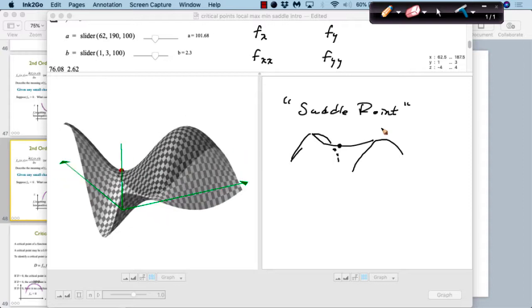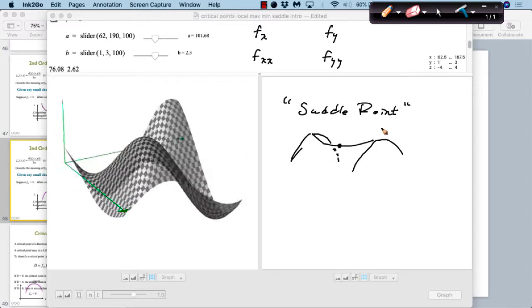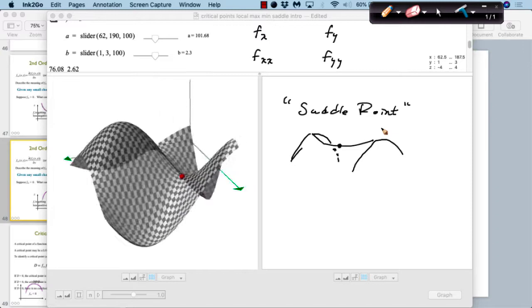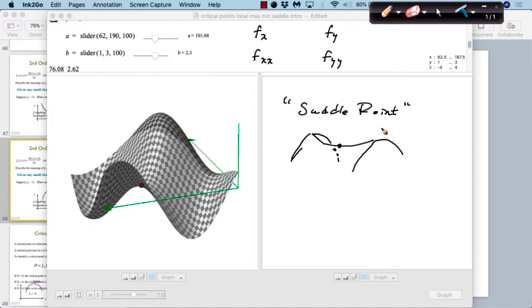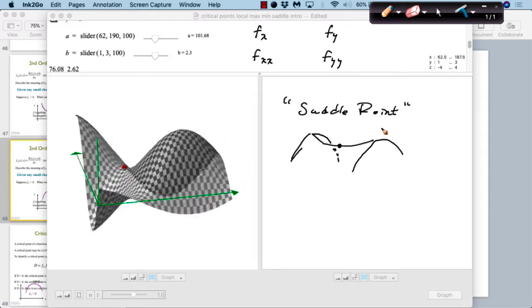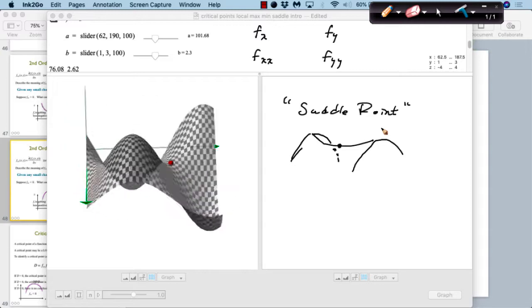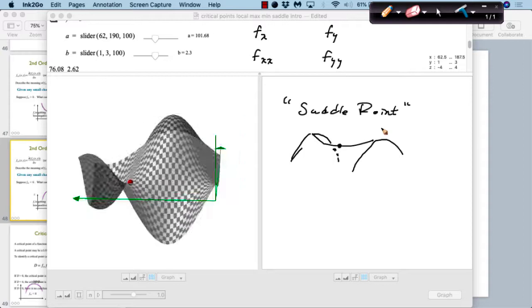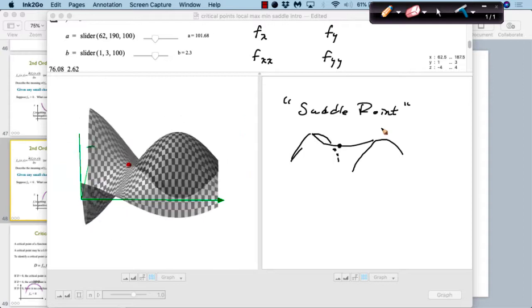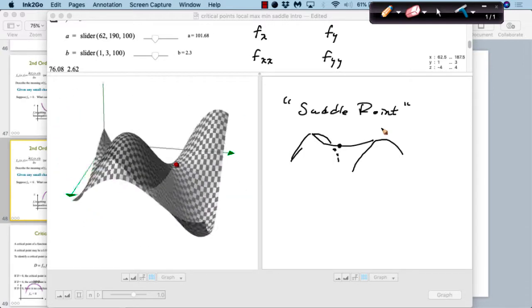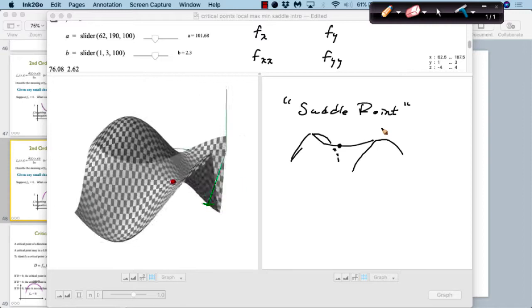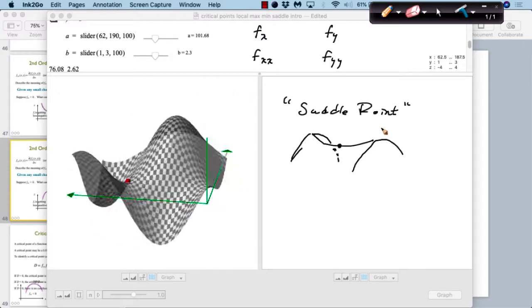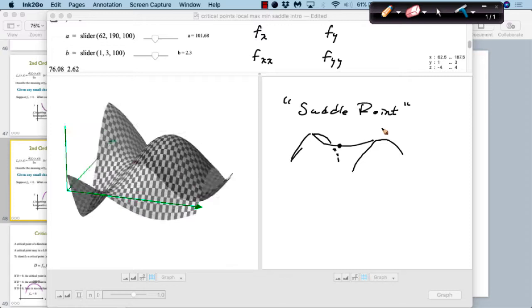So having both partial derivatives equal to 0 does not guarantee a local max or min. Certainly at a local max and min that is true, but just because both partial derivatives equal 0, it doesn't guarantee a local max or min. You could have these things called saddle points. Do you see it? Does it make sense?